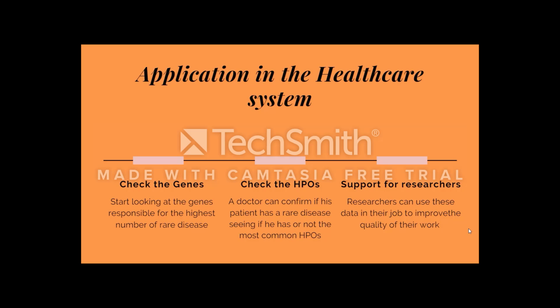This data can help a healthcare system in making faster diagnoses and helps researchers to retrieve useful information. For example, healthcare workers, when assessing a disease, can start from looking at the genes and the genealogy responsible for the highest number of rare diseases. Or if they think a patient may have a particular rare disease, they can search for the most common HPOs and check if the patient has them or not.